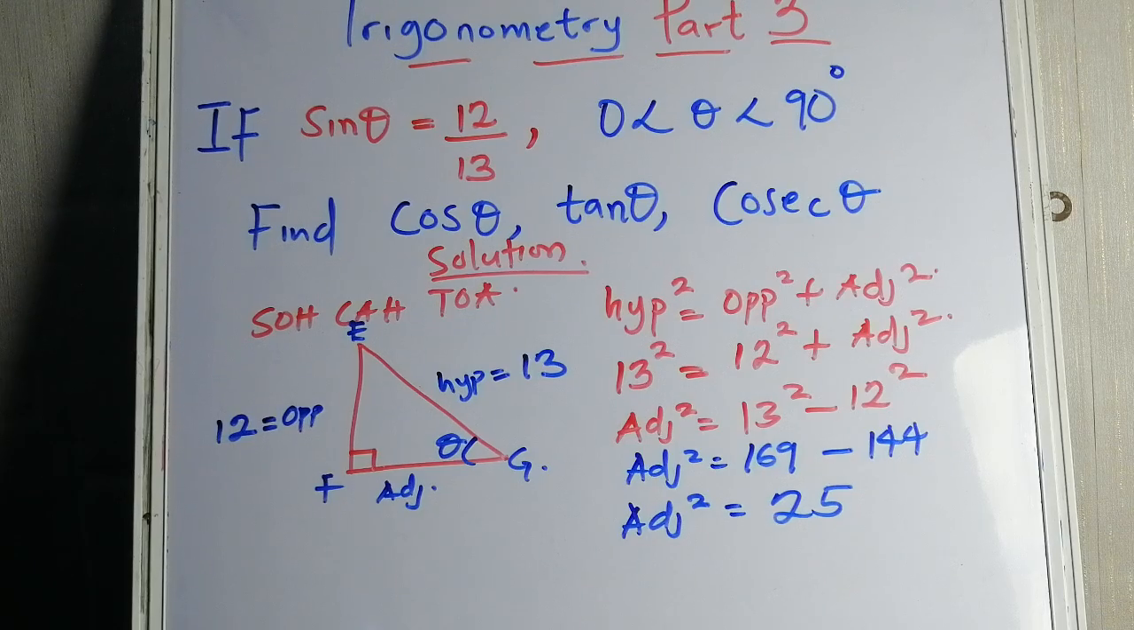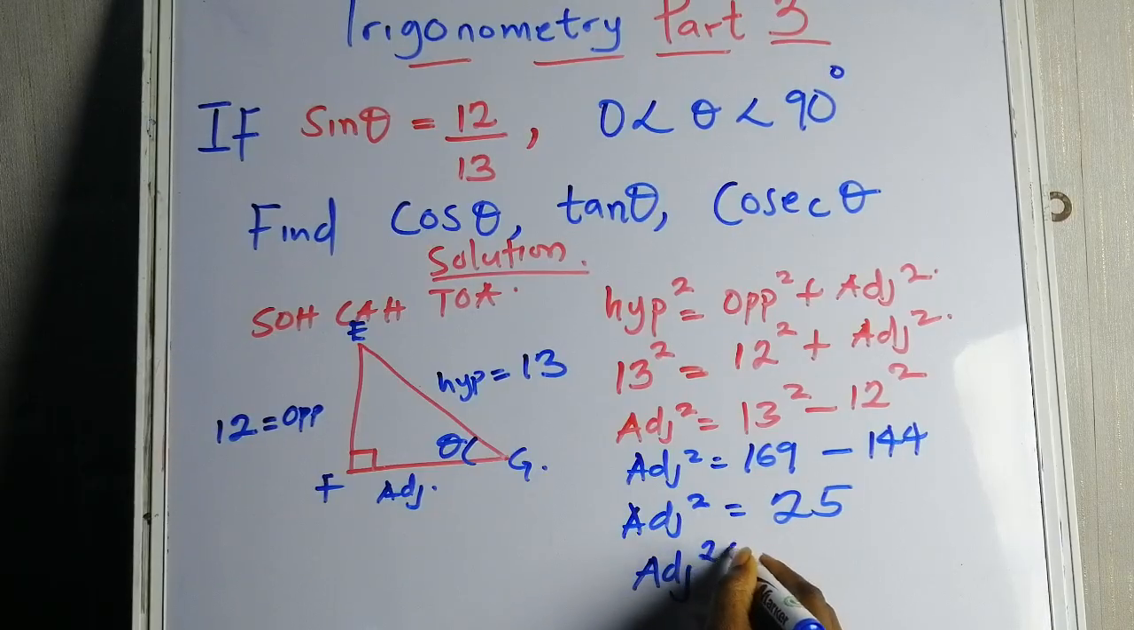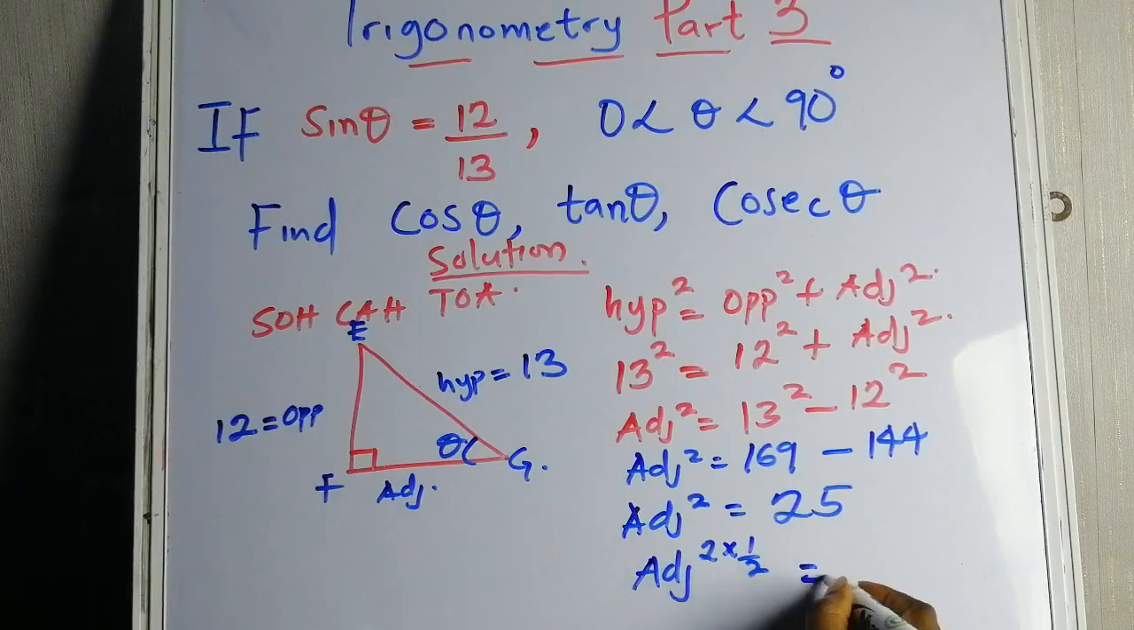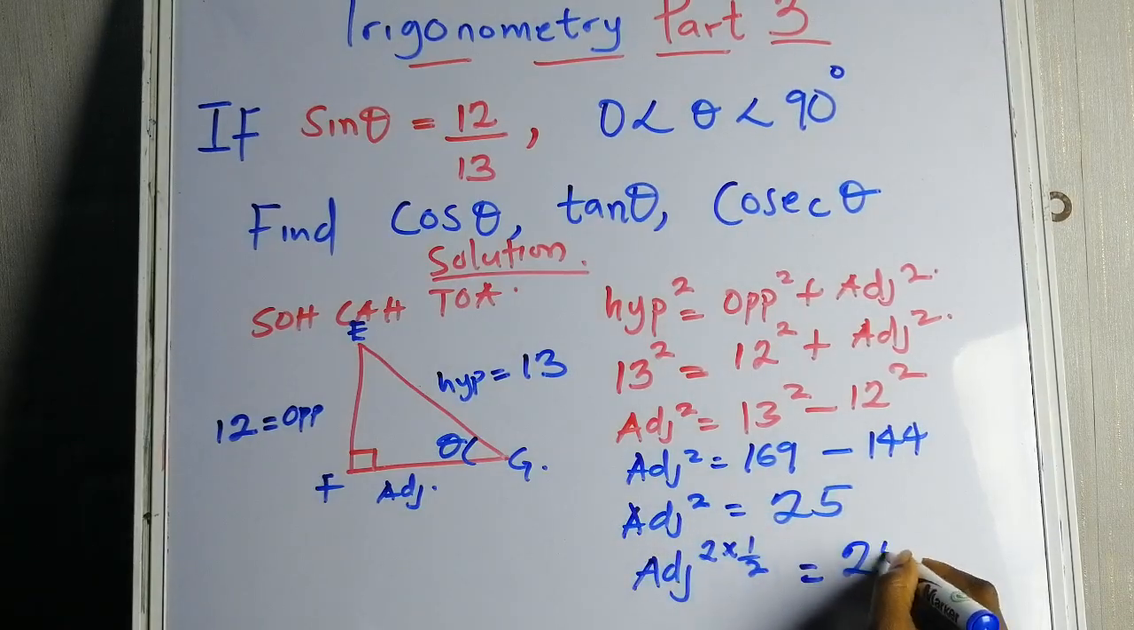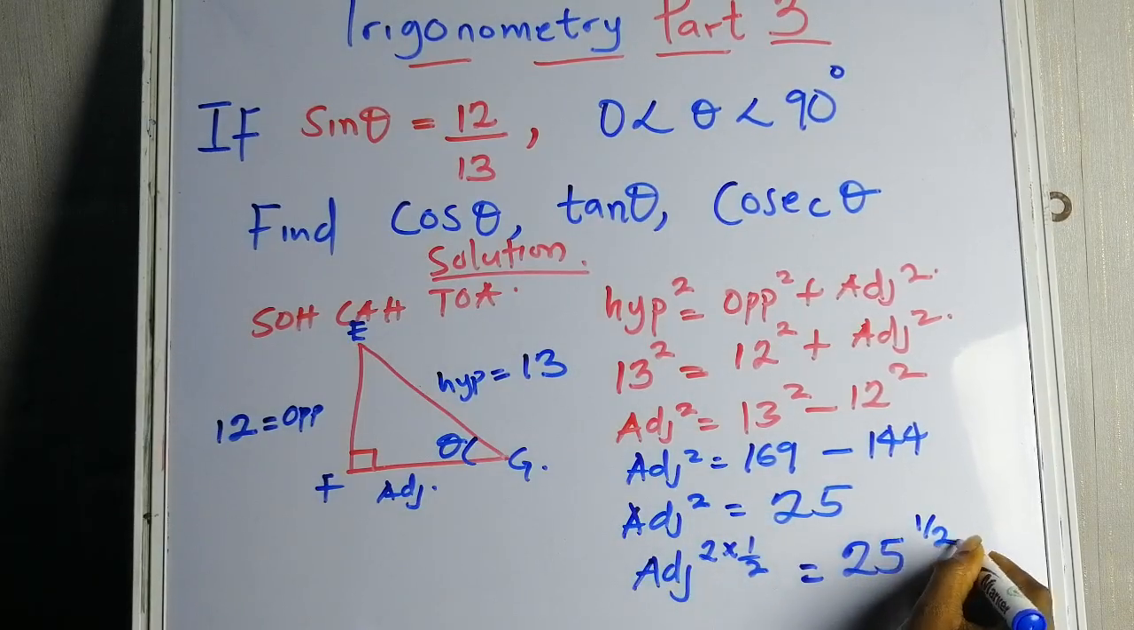So if I want to remove this 2 here, very important, please note, I need to multiply both sides by the inverse of this 2. I want adjacent to stand alone because I'm looking for adjacent. So adjacent is 2 times 1 over 2. To remove the 2, I do the same for both sides: 25 times 1 over 2.